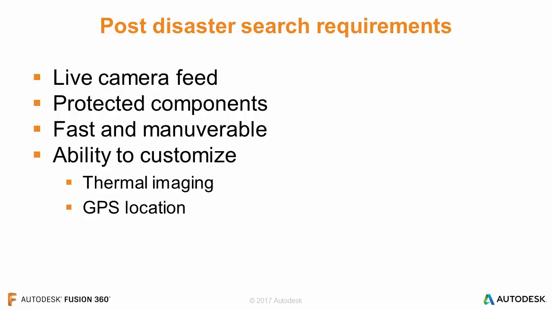And lastly, we want to make sure that we have the ability to customize. Now, currently we're planning for a color camera that we can tilt, but we might also want to include a thermal imaging camera. We might want to add GPS location so that we know exactly where it is, whether it crashes or whether we're just looking over areas that might be hard to see on a map, but we can get an exact GPS location.